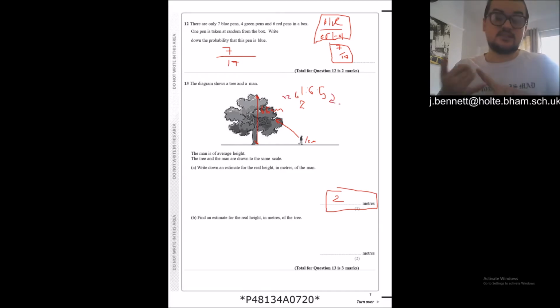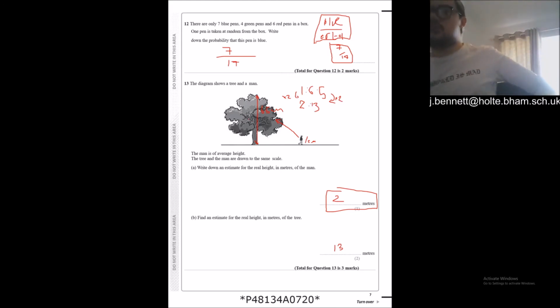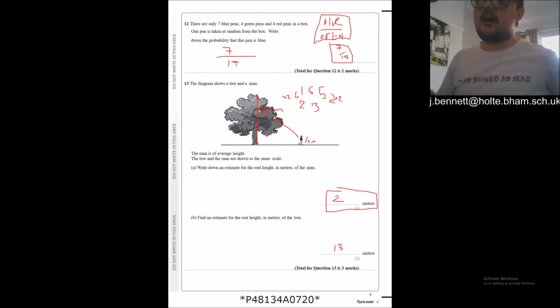6.5 times 2: 6 times 2 is 12, 0.5 times 2 is 1, 12 plus 1 is 13. So our estimate is going to be 13 meters, and let me check if that's right. According to the answers, our scale factor should be somewhere between 5 and 6. I've done it at 6.5, so I wouldn't get the mark.